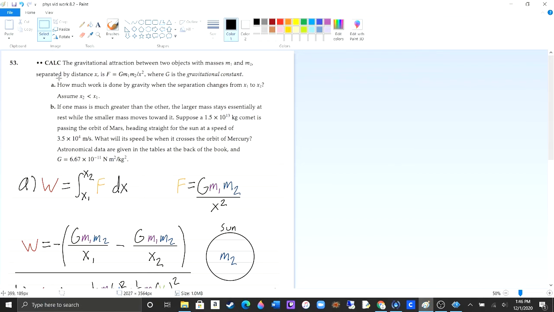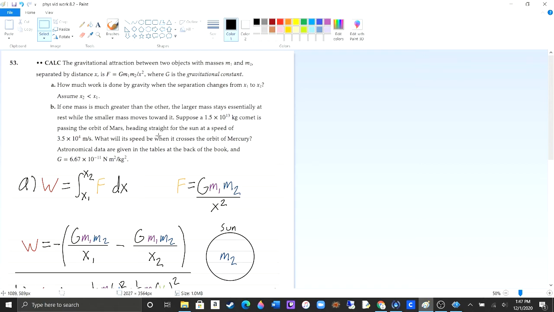We have this equation which tells us the force of gravity with a distance of separation represented by x. So force equals our gravitational constant times mass 1 times mass 2 divided by our distance squared. For part A, we have to find the work done by gravity, and for part B, we have to see if one mass is much greater than the other, the larger mass stays essentially at rest while the smaller mass moves towards it.